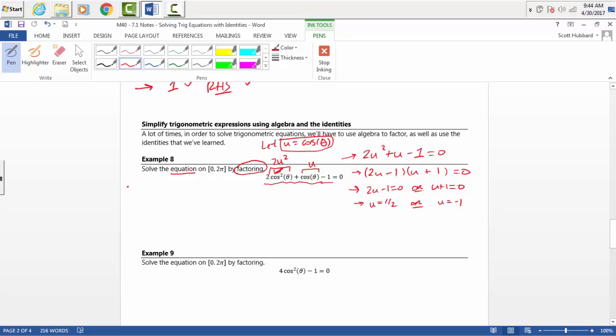So the first answer is u equals 1/2, which means cosine theta equals 1/2. Okay, and our second answer is going to be this one. Cosine theta equals negative 1. And then here is where we just have to simply use our unit circle knowledge. Now, the algebra that we're doing, if we want to solve this, is that we could take cosine inverse of both sides.